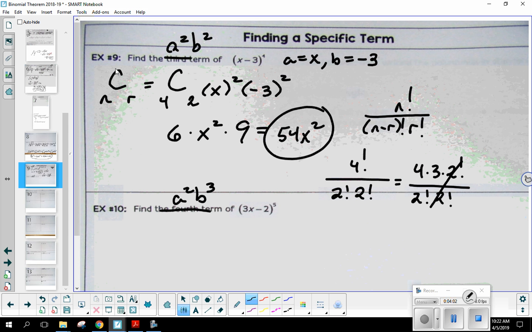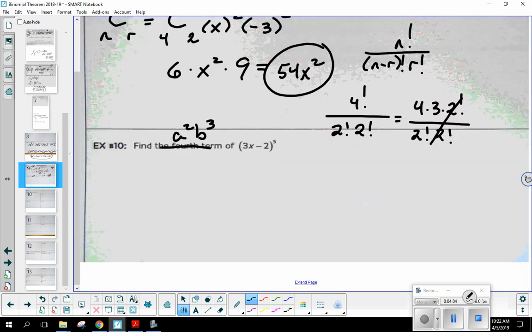All right. Now we have number 10, where we're going to do the same thing. But this time I want a squared b cubed. A squared b cubed. Okay. For 3x minus 2 to the 5th. Would anybody like to come on up and show me how to do it?